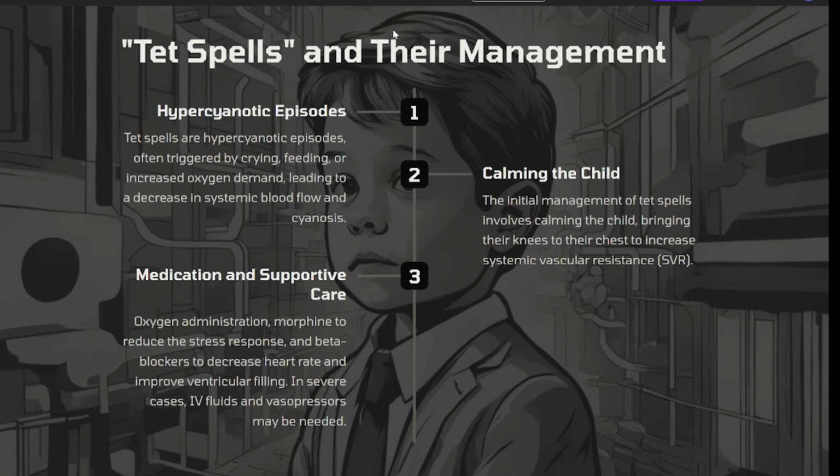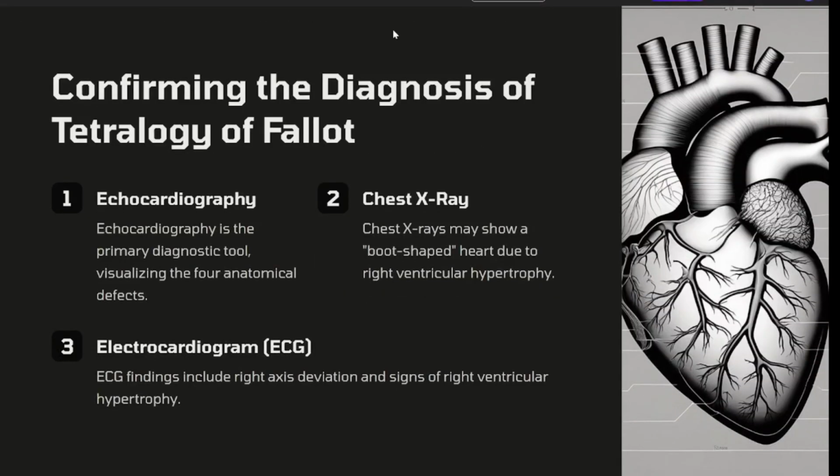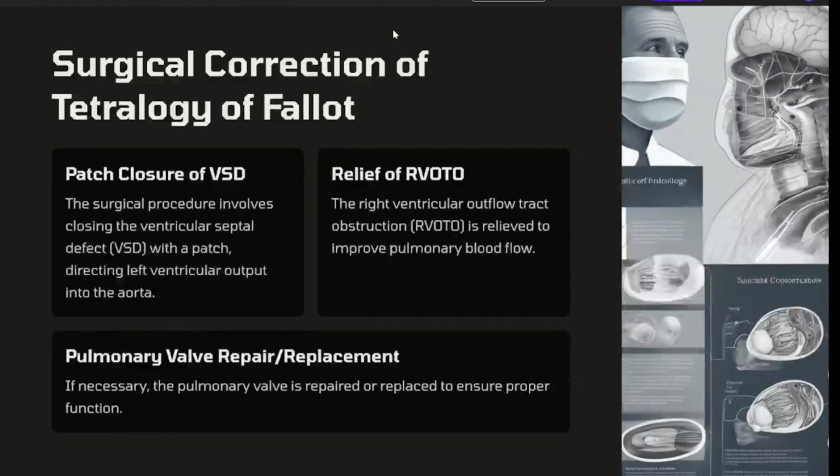Question 3: How is the diagnosis of Tetralogy of Fallot confirmed? Answer: The diagnosis of TOF is primarily confirmed through echocardiography, which visualizes the anatomical defects. Supporting diagnostics include a chest X-ray, which may show a boot-shaped heart due to right ventricular hypertrophy, and an ECG showing right axis deviation and signs of right ventricular hypertrophy.